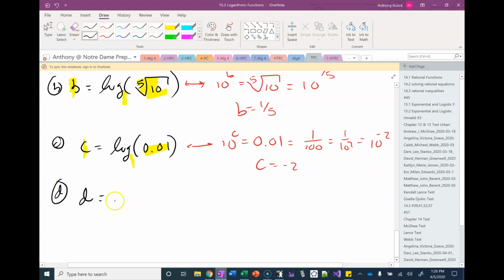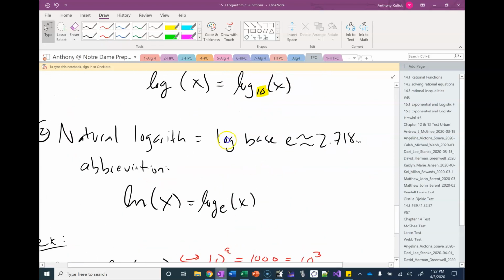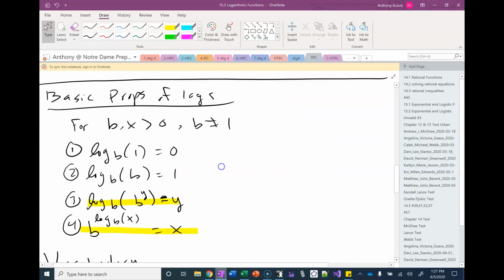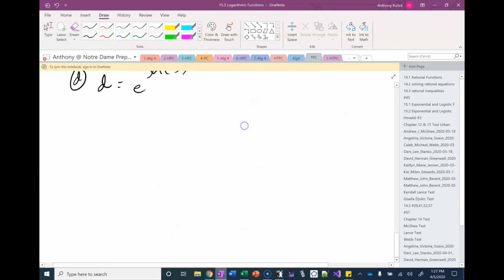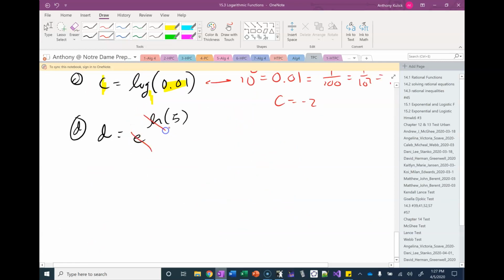Let's say we have the equation d equals e to the ln of 5. So remember here that log base b and exponent base b act as inverses. They cancel each other out. We saw that right up here in these two properties. So those cancel each other out, and we're left with d equal to 5. So d equals 5.